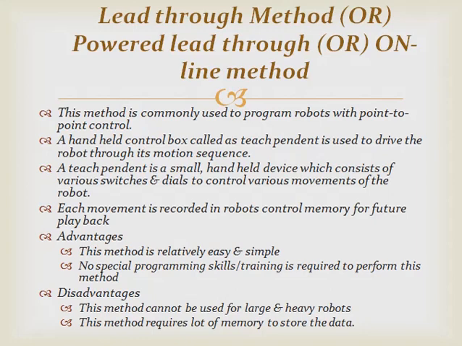But there are some disadvantages that we have also listed here. This method cannot be used for large and heavy robots. This is the drawback we have here. We cannot use this for large as well as heavy robots, and this method requires a lot of memory to store the data. This is a very important drawback we need to consider. The memory you use in order to store the data is very high, which means you require bigger memory to store the data.